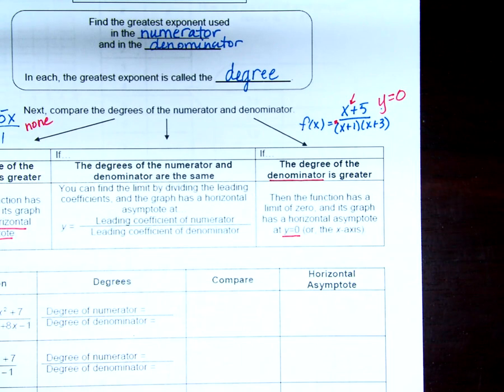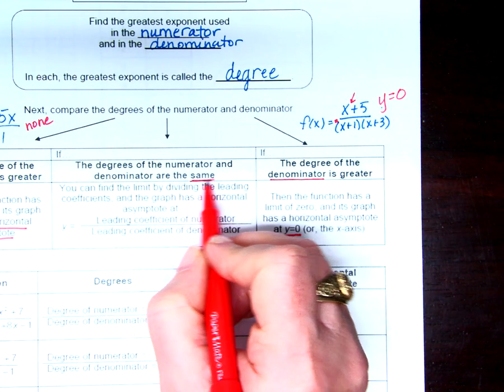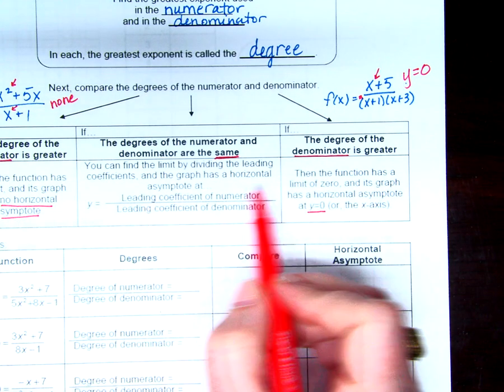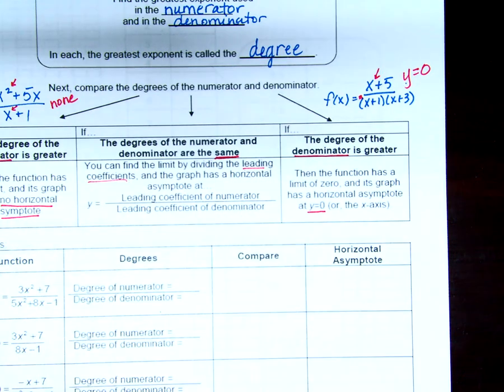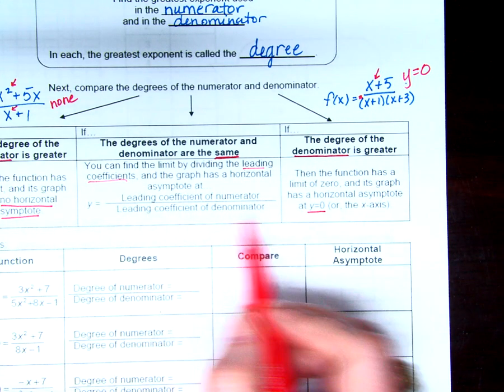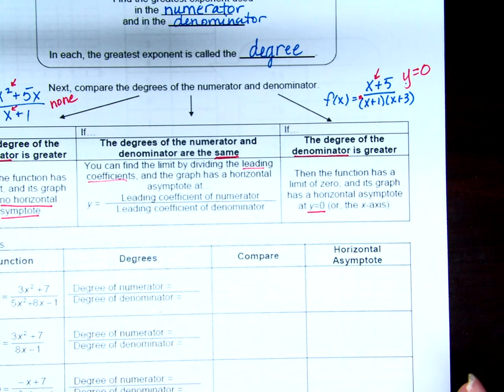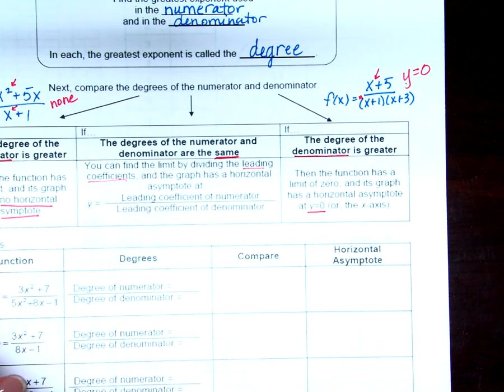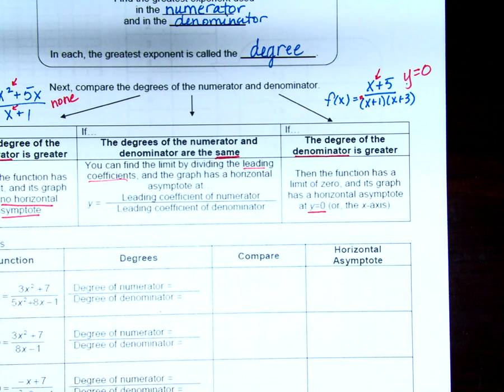Now, the last part that we have is if they're the same. If the degree of the numerator and the denominator are the same, then we look at leading coefficients. So everything in the numerator and denominator, they have to be in order, right, in standard form. But when they are, we look at the leading coefficients and we just divide them. Leading coefficient of the numerator divided by leading coefficient of the denominator. Can I give you an example of that?